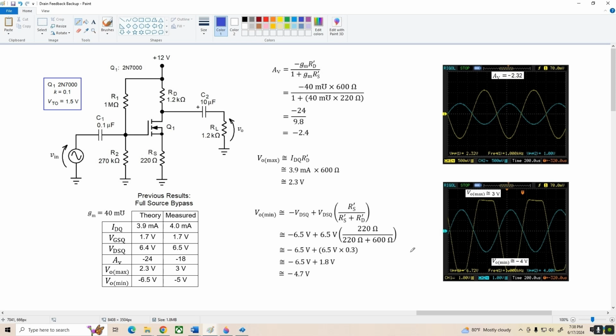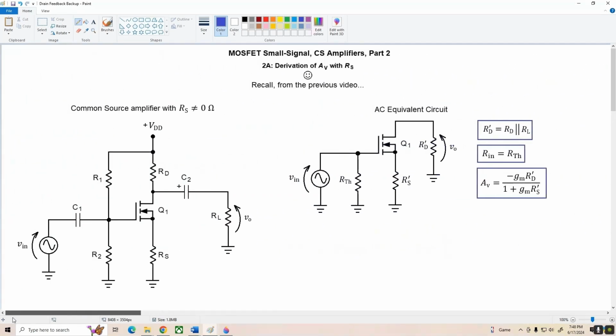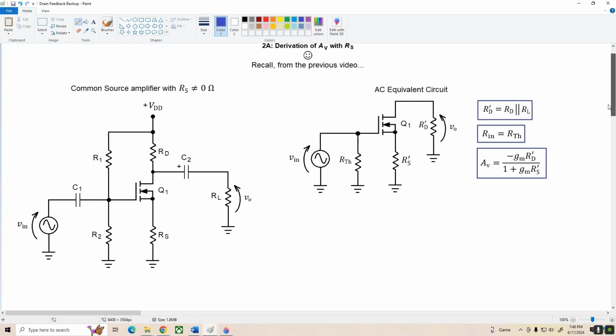And if you need to brush up on the large signal analysis stuff, AC load lines and so on, go back to video 31 and you can get a good review of that material. Now what I want to do next is take a deep dive into the analysis of the drain feedback biased common source amplifier.